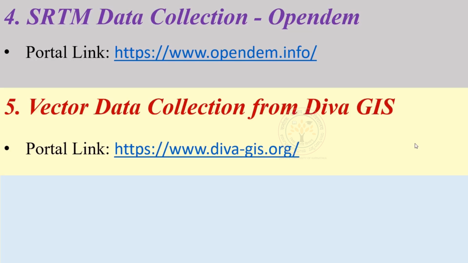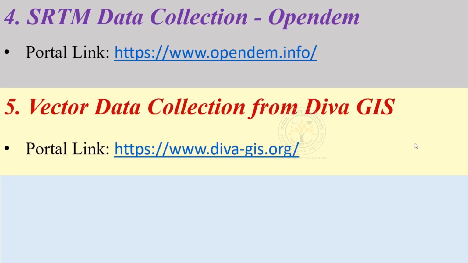The fifth one is vector data collection from Diva GIS. This portal provides open source software as well as spatial data for the entire world. It is one of the popular portals to download vector data. The web link for the page is mentioned here. You can use it to go to the web page.